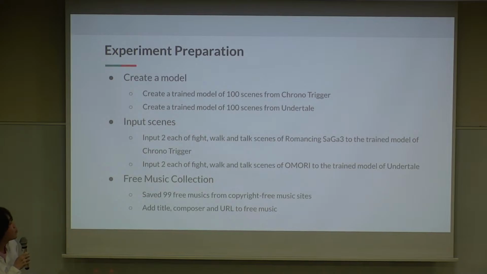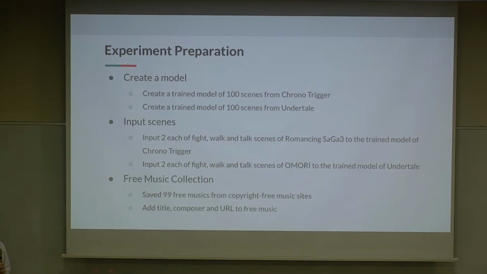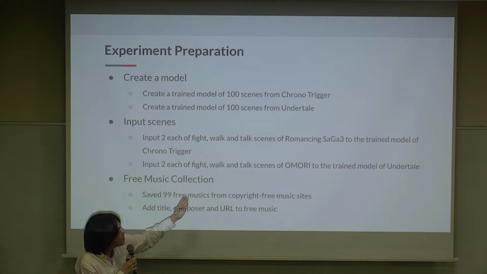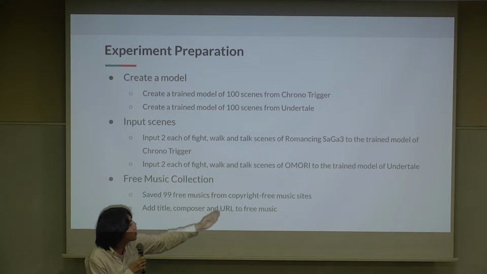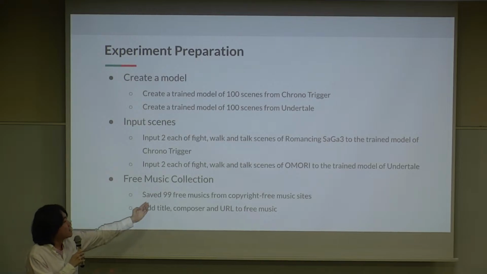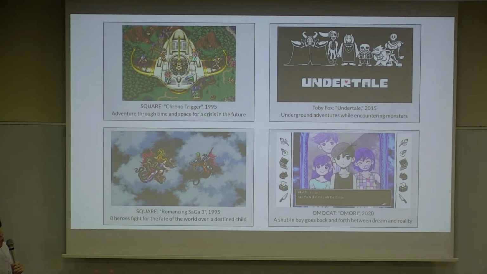First, create trained models of Chrono Trigger and Undertale. Second, we give each of the 5 scenes of Romancing SaGa 3 to the trained model of Chrono Trigger, and input Omori scenes of Omori to the trained model of Undertale. And we create a free music collection with 99 free musics. This is an overview of the games.